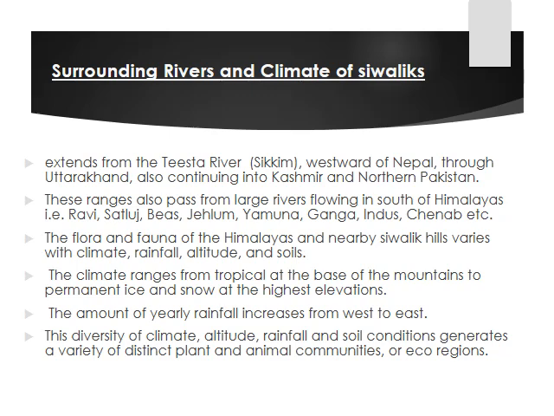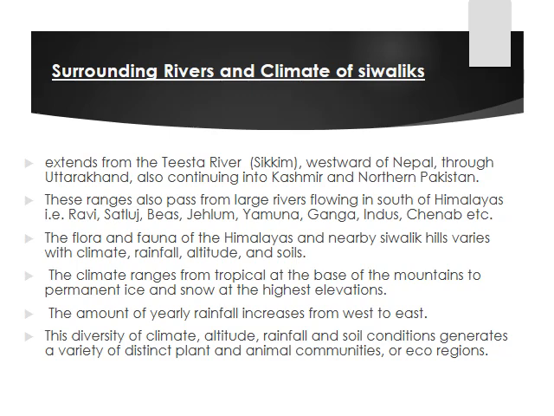If we talk about the flora and fauna of the Himalayas and nearby Siwalik hills, that varies with climate. Means to say some animals can survive in particular climates. So these particular animals are found in specific climates, rainfall, altitude and soils. And if we talk about the climate of the Siwaliks, that ranges from tropical at the base of the mountains. Means to say the temperature is higher at the base of the mountains to permanent ice and snow at the highest elevations, and there remains always cold temperature at the top of the ranges of the Siwalik range.